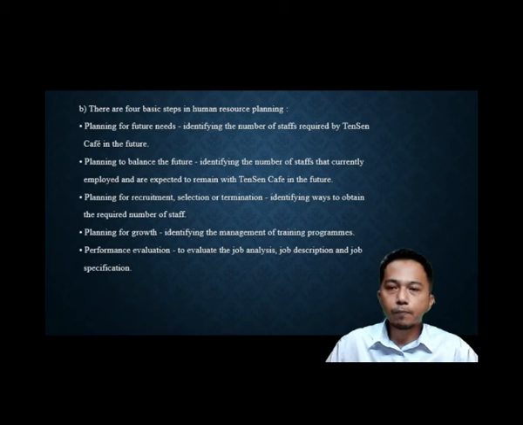Next, the planning for growth, which means identifying the management of training programs. And the last is performance evaluation, to evaluate the job analysis, job description, and job specifications.